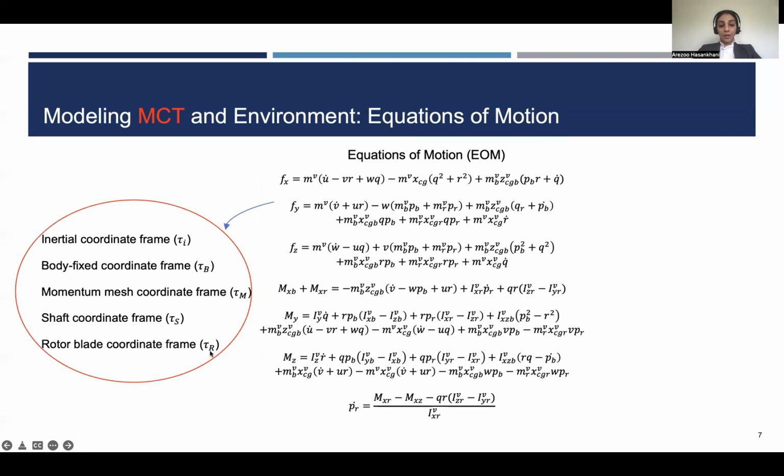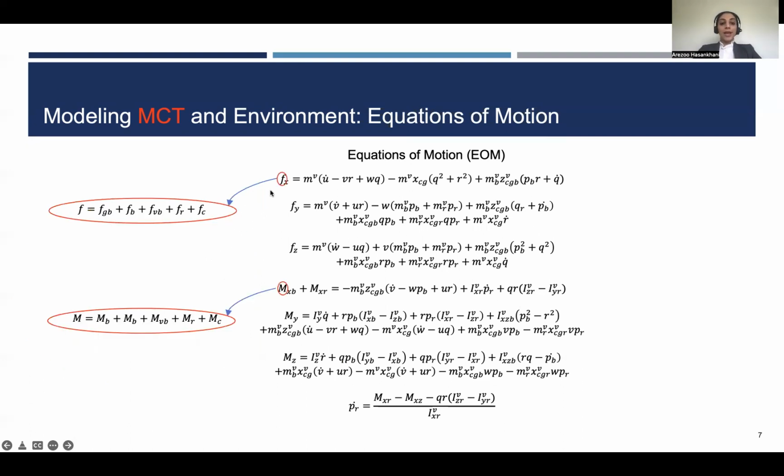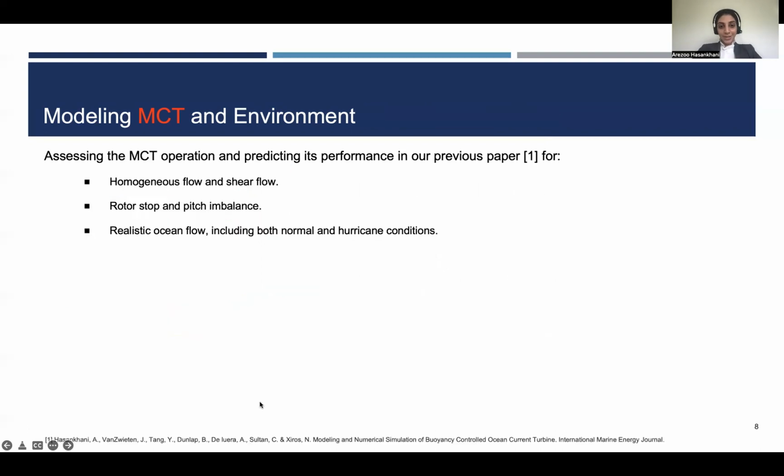After finalizing this, we should write and formulate the forces and moments acting on the system. We have 5 different forces for this system, including gravitational and buoyancy force, body force, force acting on the variable buoyancy, rotor force, and cable force. We have a similar condition for the moments acting on the system. So we can now have the complete equations of motion for this system.